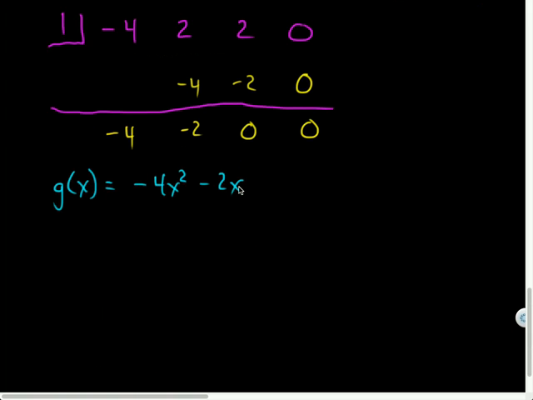Okay. So here's my depressed polynomial. Let's find the other factors and find the other x-intercepts. So how could I do that? How can I factor this? Divide each by -4.